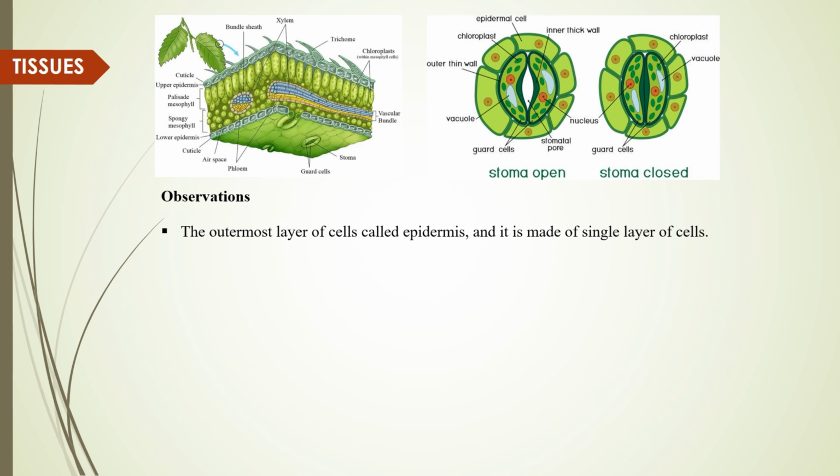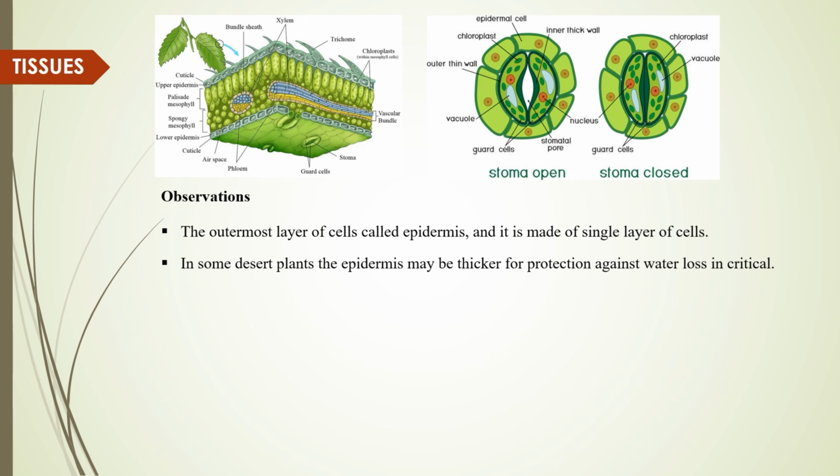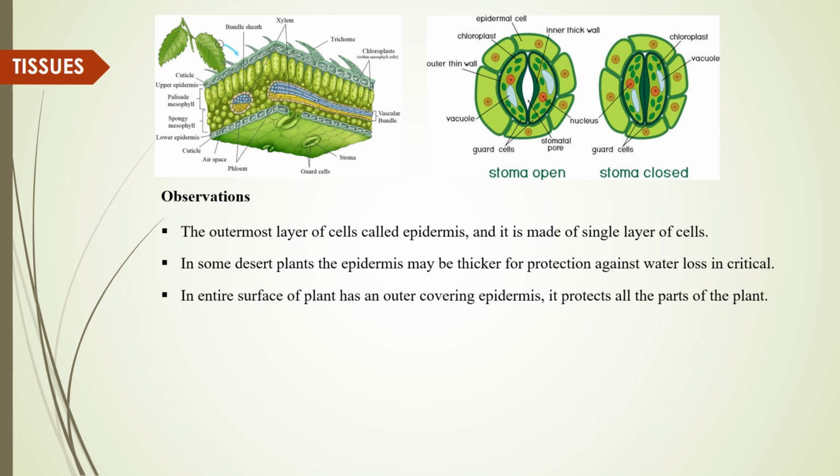Observations: the outermost layer of cells is called epidermis, and it is made up of a single layer of cells. In some desert plants, the epidermis may be thicker for protection against water loss. The entire surface of the plant has an outer covering, epidermis. It protects all the parts of the plant. Cells of the epidermal tissue form a continuous layer without intercellular spaces.